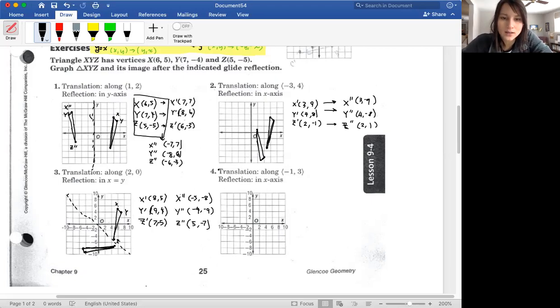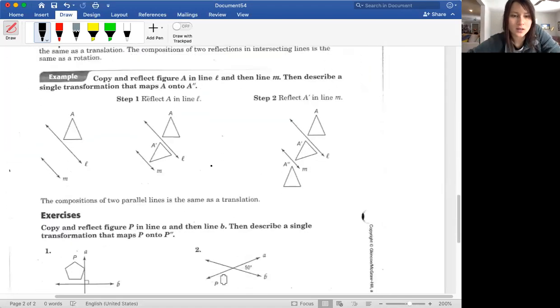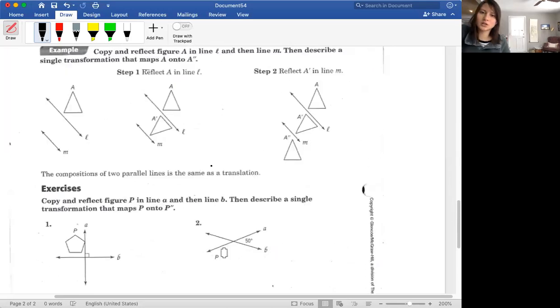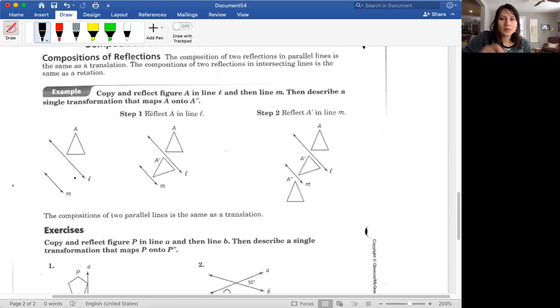Okay, I think you guys can work out number 4, so try that out on your own. And then let's just talk about these composition of reflections. So this is where it's basically saying there's more than just one reflection going on. It's a reflection over lines. And so one thing that we see that's interesting is when a reflection is reflected over parallel lines twice, it actually ends up being the same thing as a transformation.